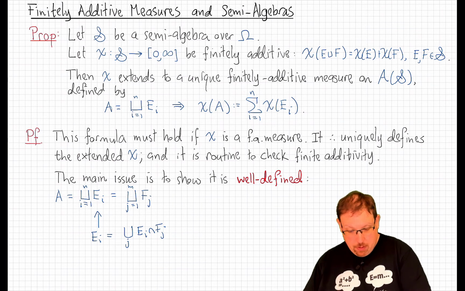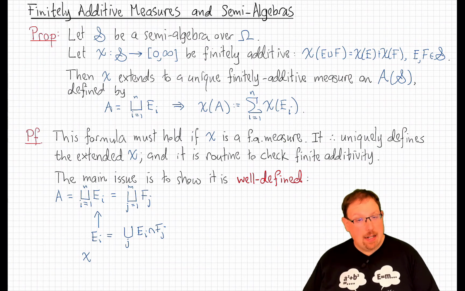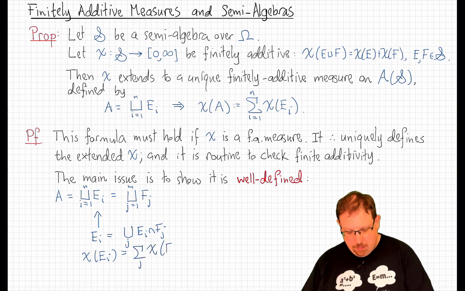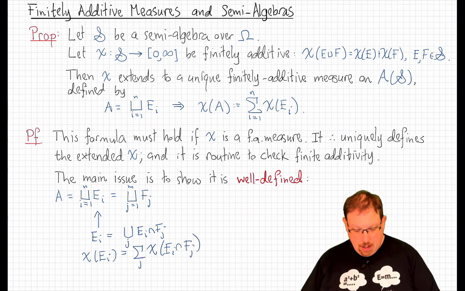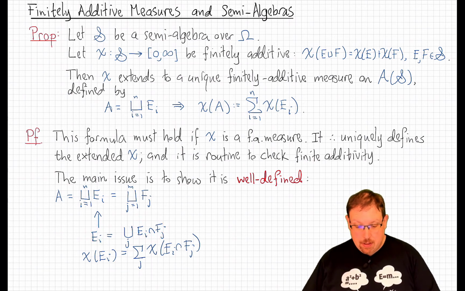Well, by our assumption here that chi is a finitely additive function on the semi-algebra, that tells us that chi of E_I is the sum over J of chi of E_I intersect F_J. And that's because both E_I and all of the terms E_I intersect F_J here are in the semi-algebra, since semi-algebras are closed under finite intersection.